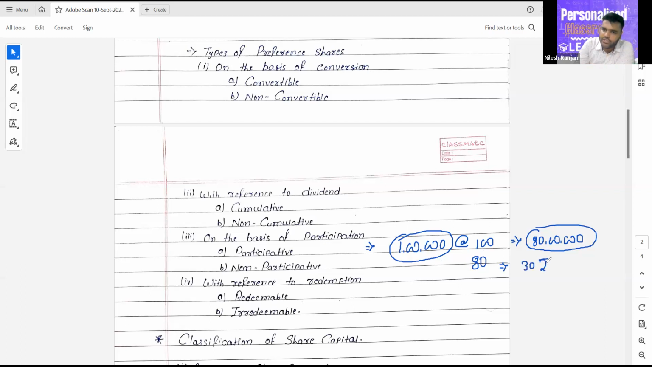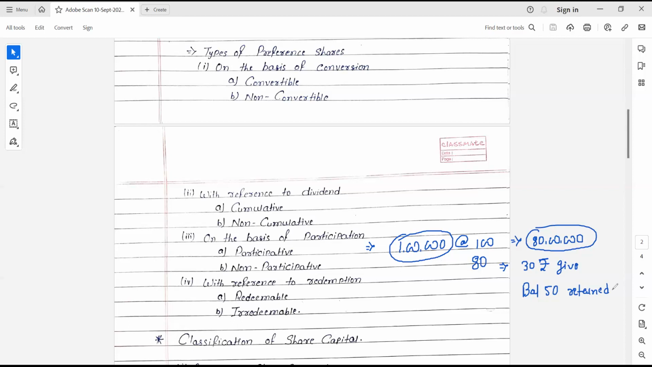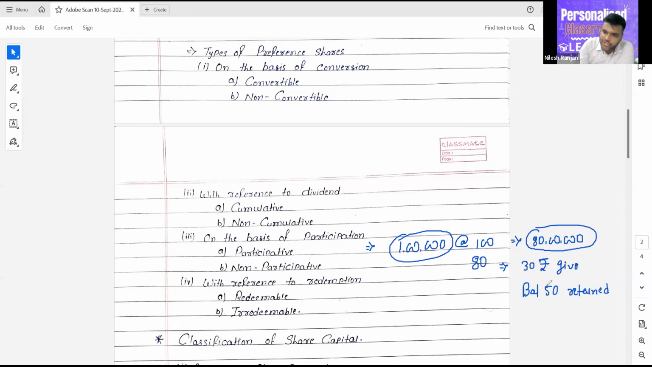We have given this amount to our equity share, and the balance 50 rupees per share will be retained for future purposes, for any other investment purpose. So we retain this amount. Okay, in case of excess profit or more profit, in some cases preference shares can get an extra dividend. Okay, sir. Means they will get their share in this amount also.